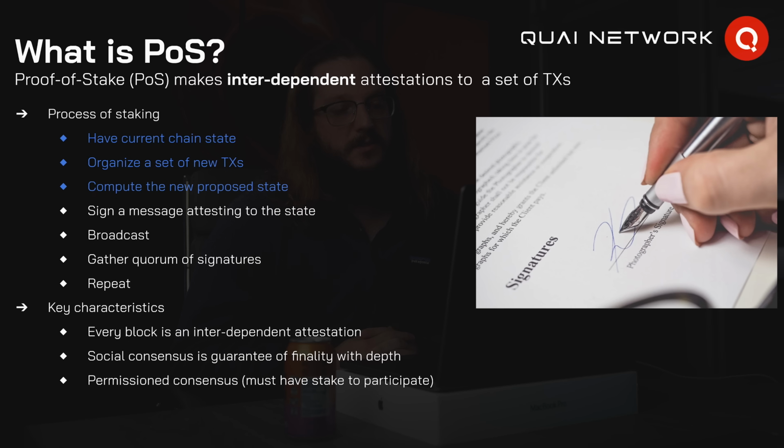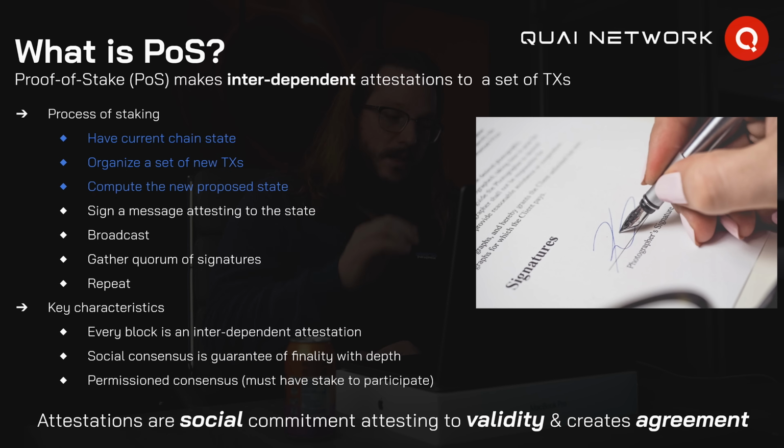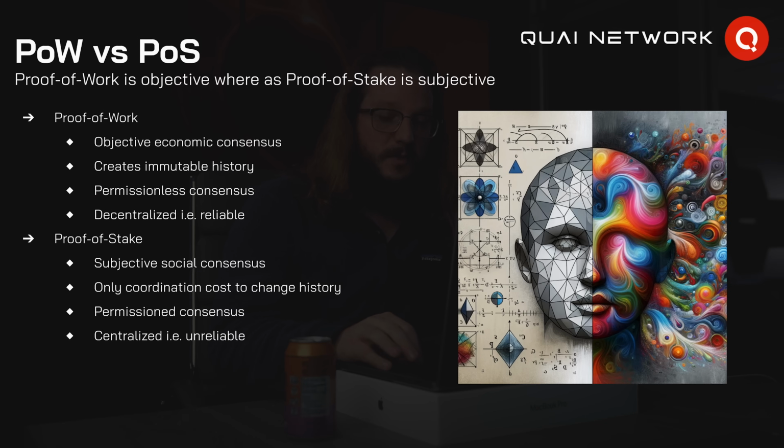They would only be able to censor some transactions for some period of time, but they wouldn't actually be able to mutate the rules of the system. So the key characteristic here is that attestations are a social commitment attesting to the validity and agreement, which is not an objective commitment. So really the point here is that proof of work versus proof of stake is the difference between an objective system versus a subjective system. So proof of work is making an objective economic consensus.